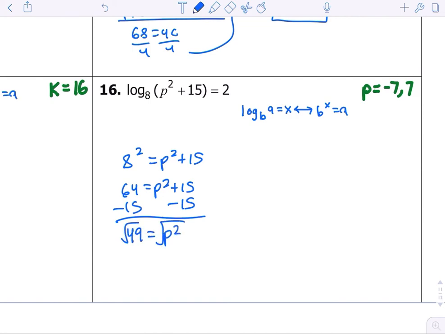Square root both sides. Plus or minus 7 equals p. Plug in 7 and negative 7 into p, and it's going to give you a positive value. So both of those are your answers. Hopefully all that practice helped. We did some in class today, and look at the rest and just practice. All right, good.